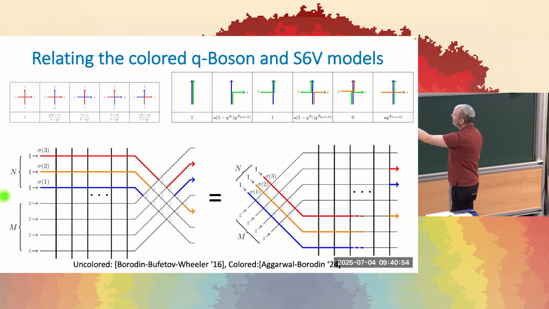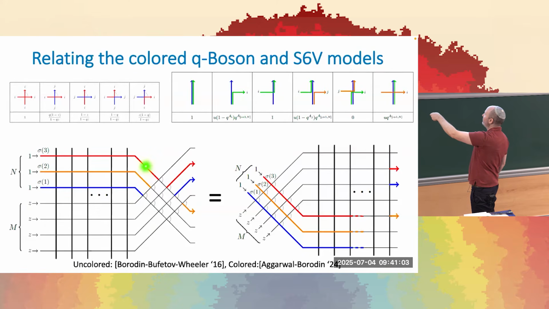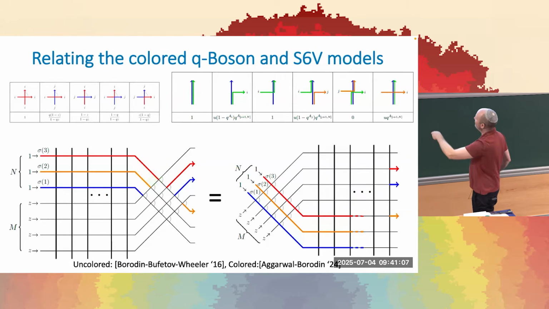So what do I mean by that? So imagine the following. You're interested in studying the stochastic 6-vertex model with a particular set of color inputs. So sigma 1, sigma 2, sigma 3 are the colors on the boundary. You've rotated the picture 45 degrees.